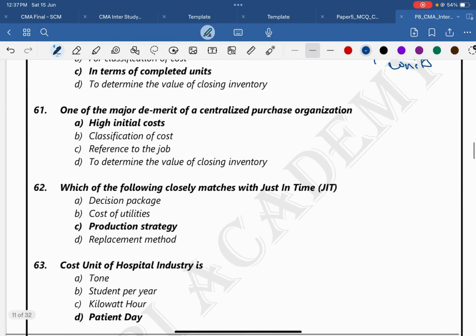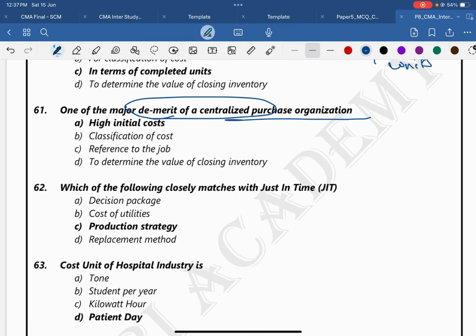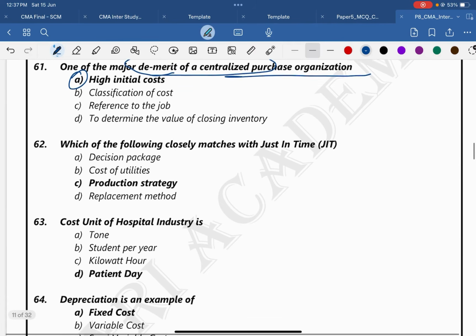Then 61. One of the major demerits of the automatic centralized purchase organization is the high initial cost. Without any manual intervention, it will automatically purchase. So one of the major demerits is high initial cost. Without having a certain limit, the material can be ordered, the purchase order can be placed at a higher cost than the actual market demand. So it is a high initial cost.